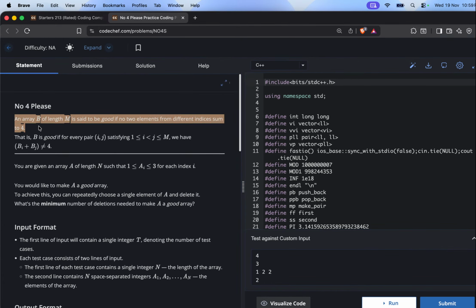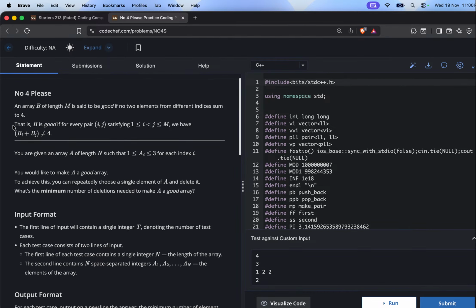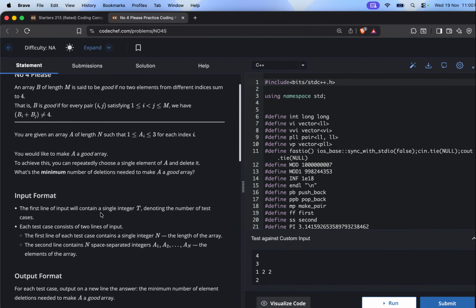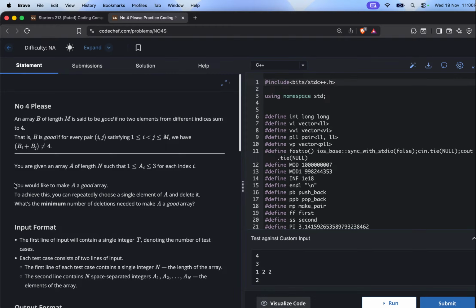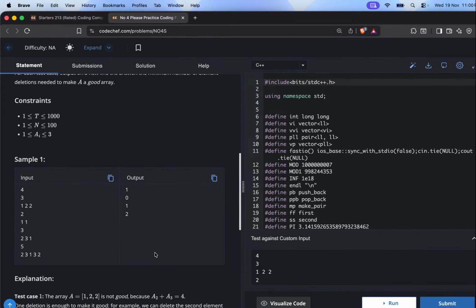The problem says an array B of length M is said to be good if there do not exist two different indices such that the sum of those elements is 4. We are given an array and want to make it good. What is the minimum number of deletions needed to make a good array? Okay, let's understand the problem.